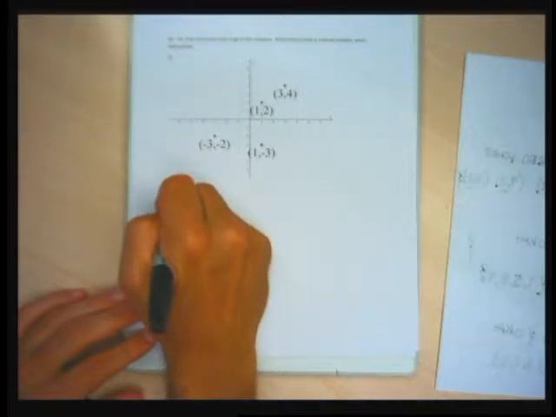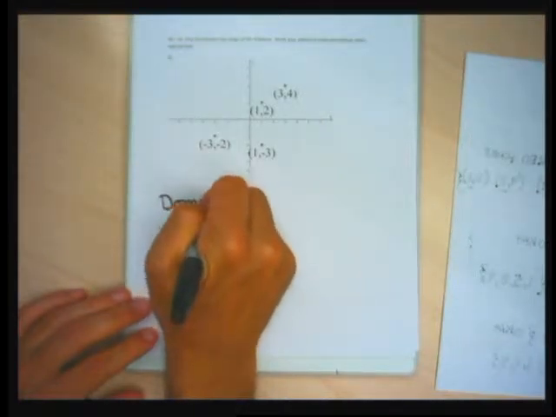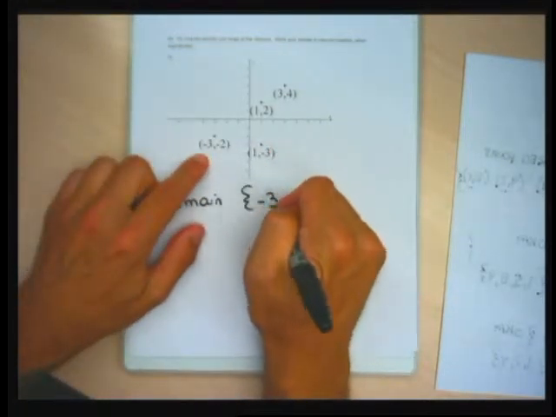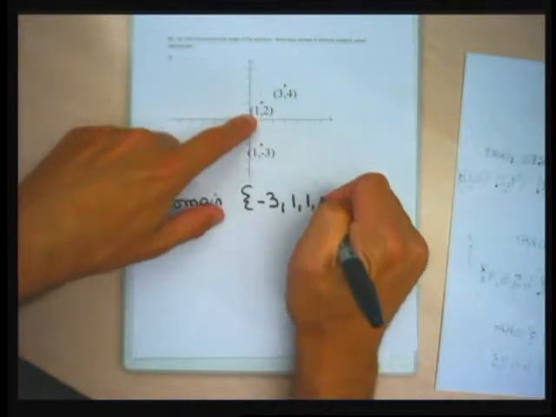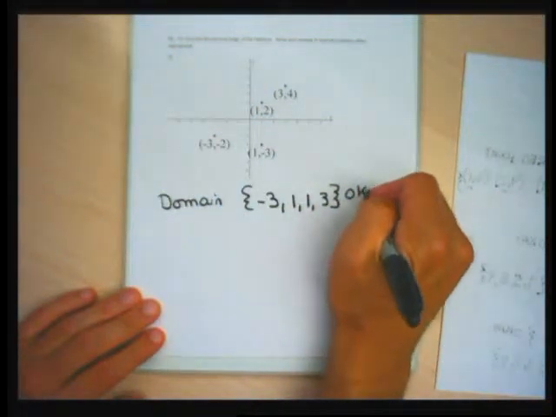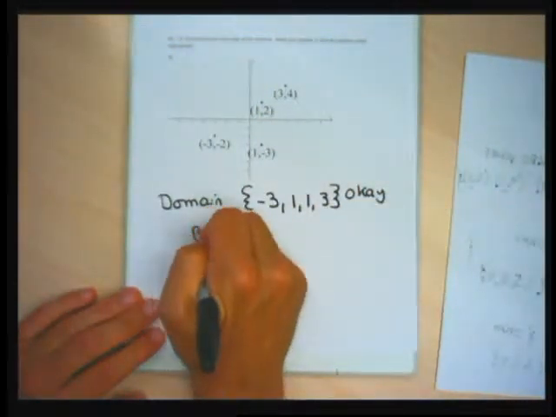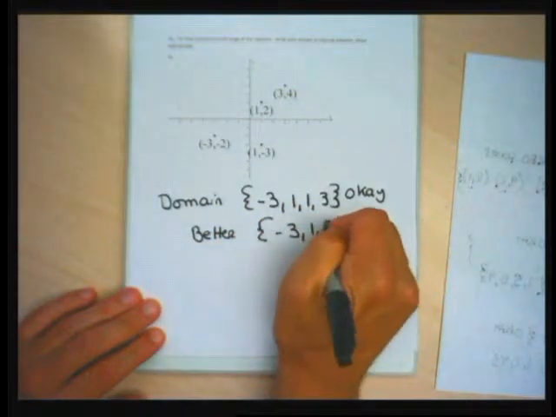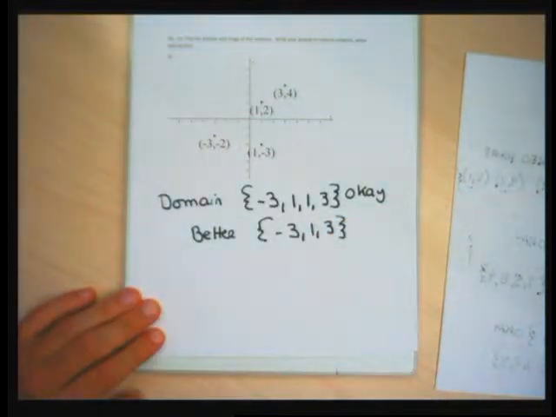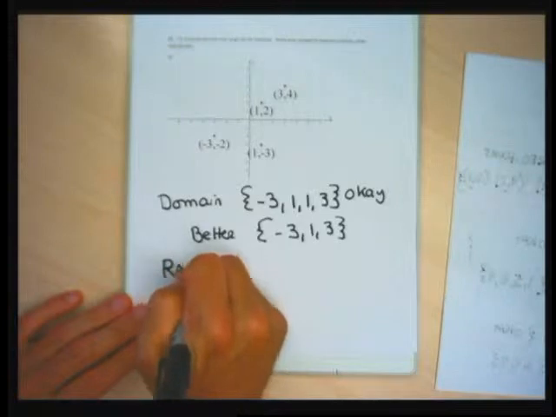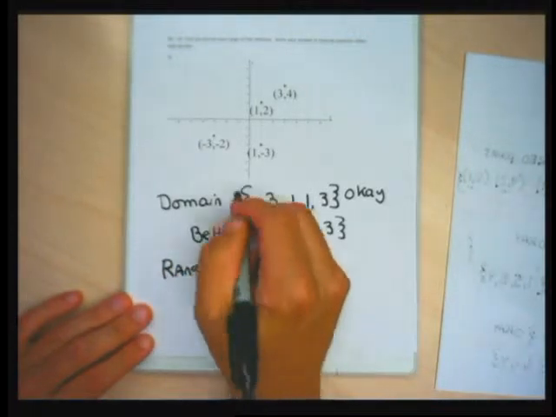So for this number 6 in section 3.2, I see all the points of the relation, and the x-coordinates are -3, 1, 1, and 3. Again, this is an okay answer, but it would be better to say the domain is just -3, 1, and 3. So the domain, when the relation has a finite number of points, this relation has 4 points, it's just the x-coordinates of each of the points. The range is going to be the y-coordinates.